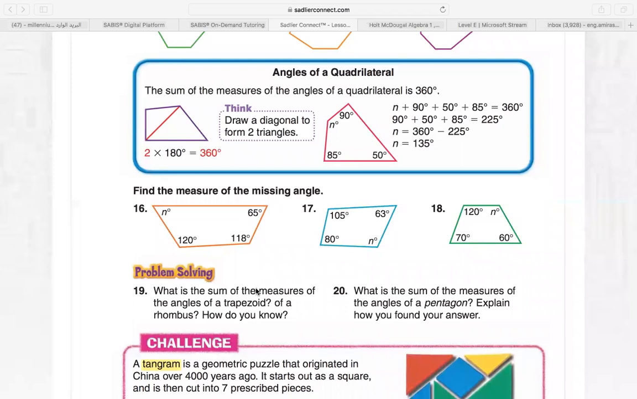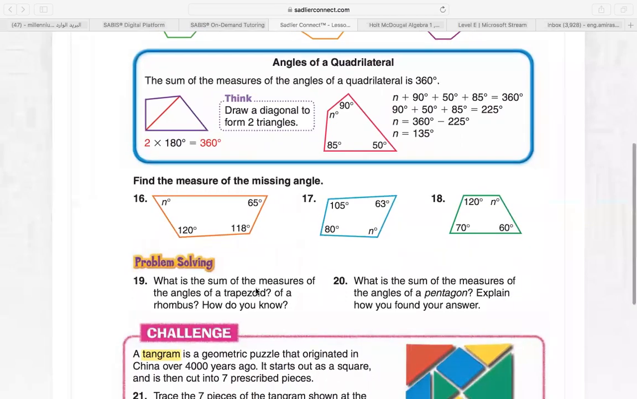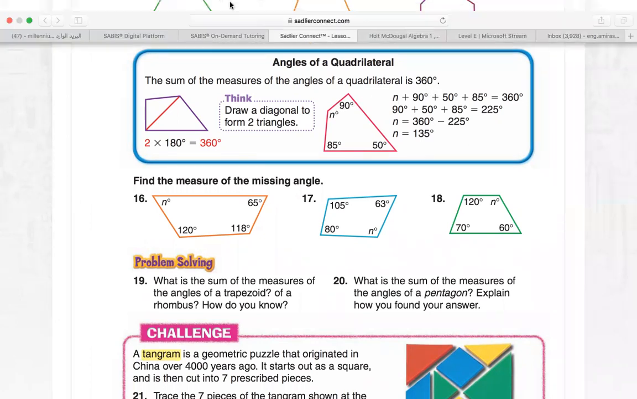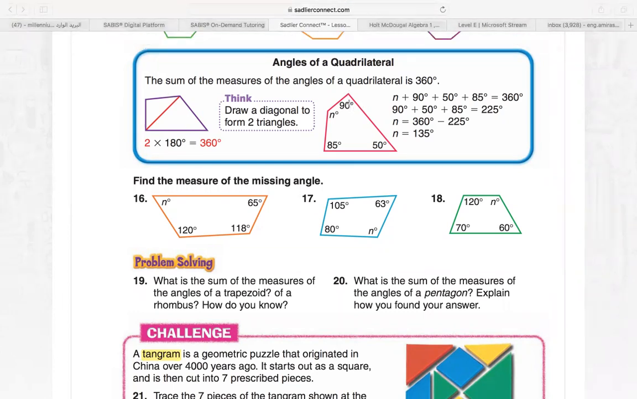Page 335. Angles of a quadrilateral. The sum of the measures of the angles of a quadrilateral is 360. We took it. 360, which means that this one plus this one plus this one plus this one, they are all 360.